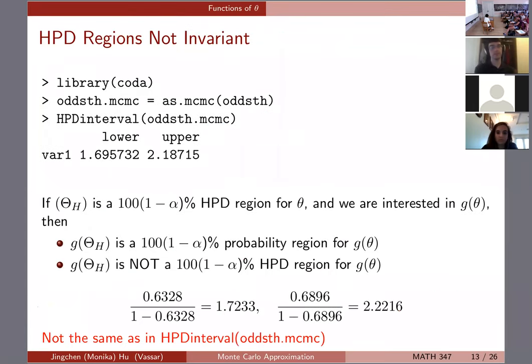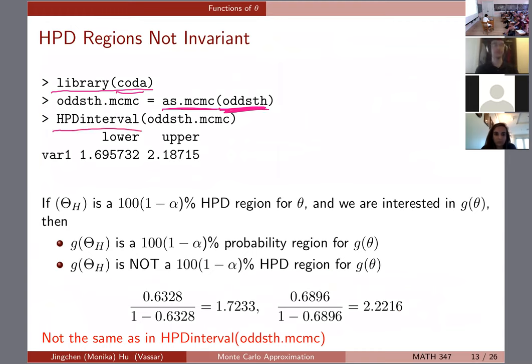And then this is the point that I was talking about earlier. The HPD intervals or regions actually are not invariant. So again, in order to come up with the HPD interval for the odds ratio, you're going to load the Coda package again, and then you're just going to convert the odds ratio into an MCMC object, and then just apply the HPD interval again.